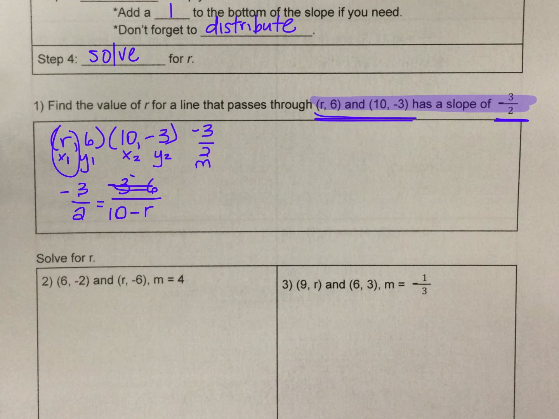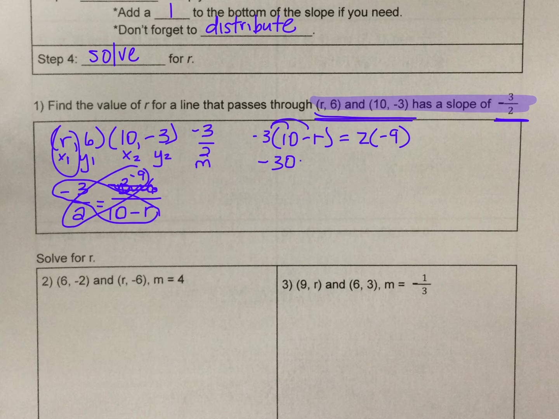Step 3 says to cross multiply, so I'm going to mark this out. -3 minus 6 is a -9. That'll just be easier to work with. Cross multiply. I have -3 times 10 minus r equals 2 times -9, because that's that group. Distribute. -30 plus 3r equals -18.